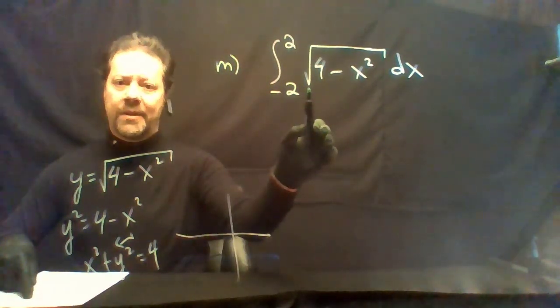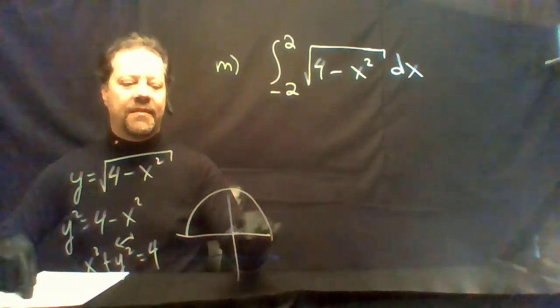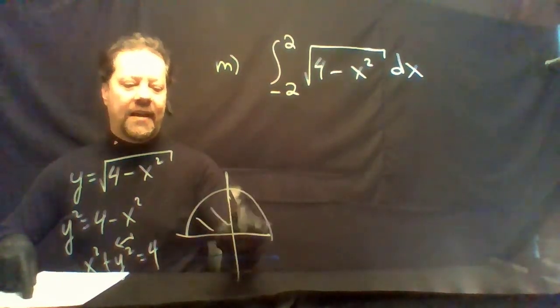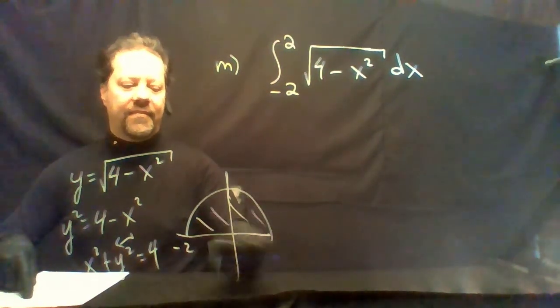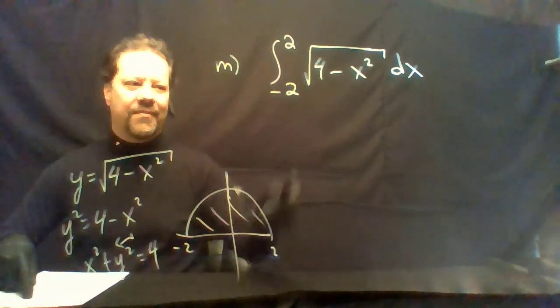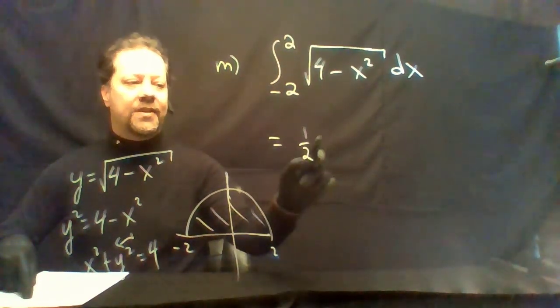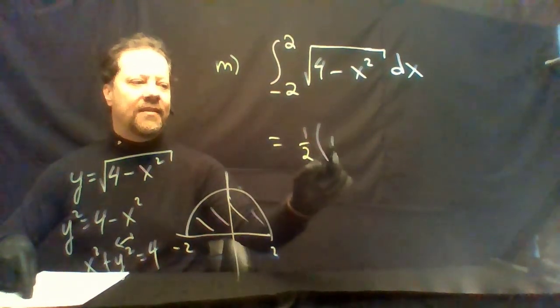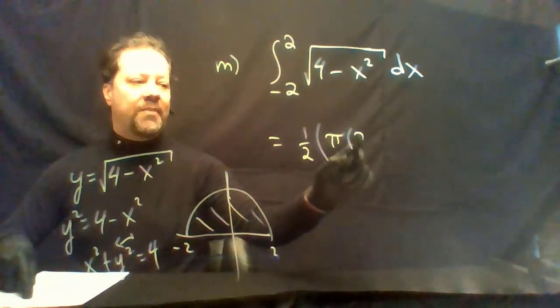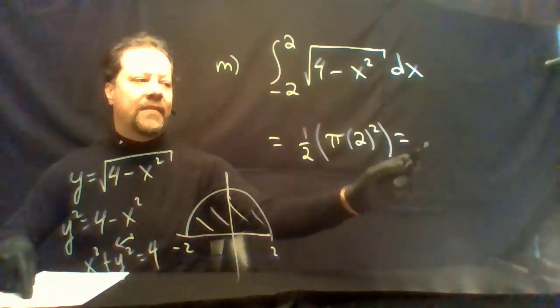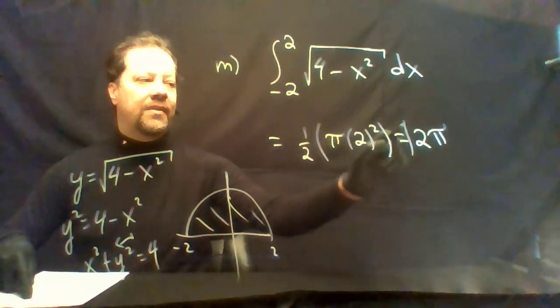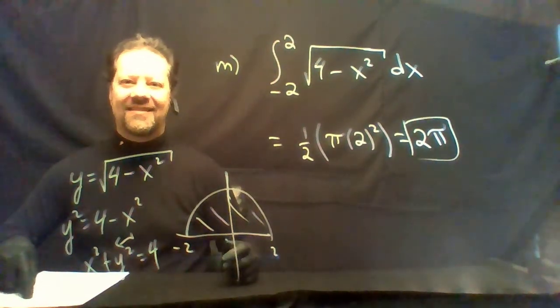Because we're using the principal square root, this has to be the half disk from minus 2 to 2. This gives us 1/2 the area of the disk. The area of the disk is pi r squared. So our answer is 2 pi.